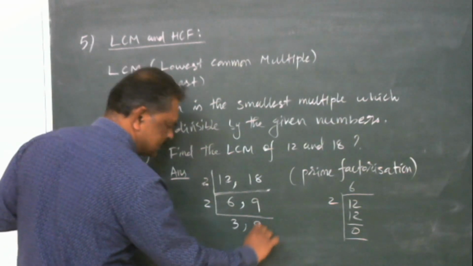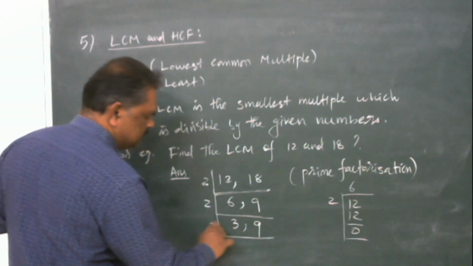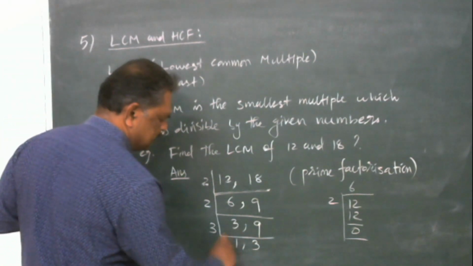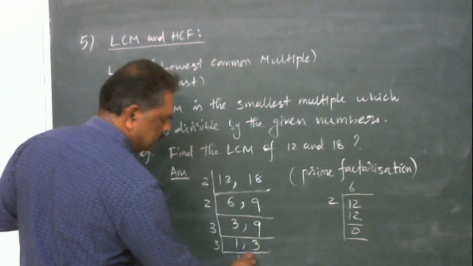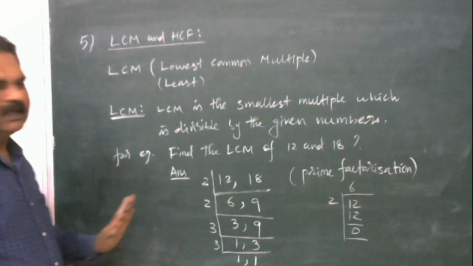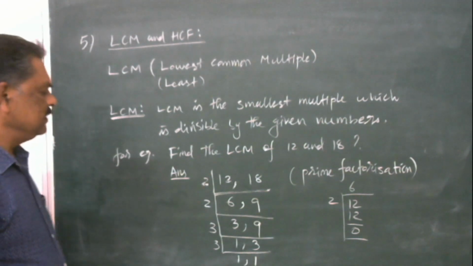You have to write as it is. Now both the numbers are divisible by 3. So 1 3's are 3, 3 3's are 9. Again divide by 3. 1 comma 1. So if it ends with 1 comma 1, you can stop and write the LCM.